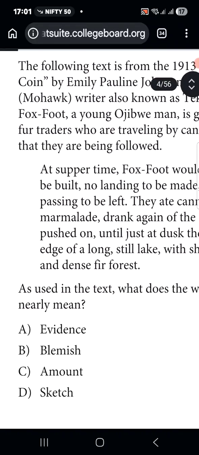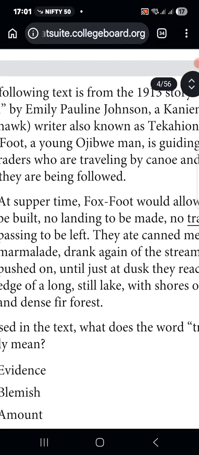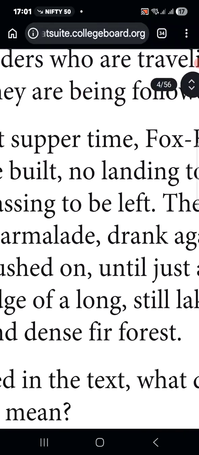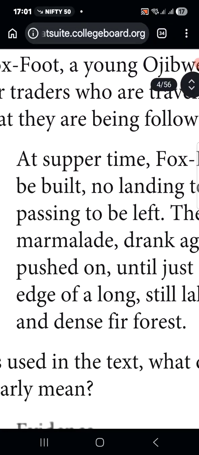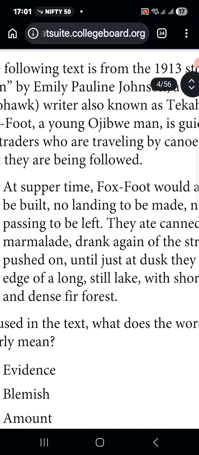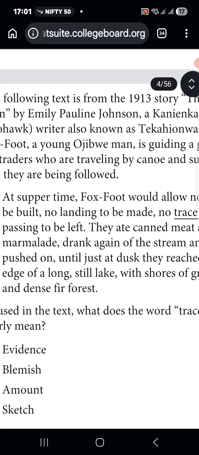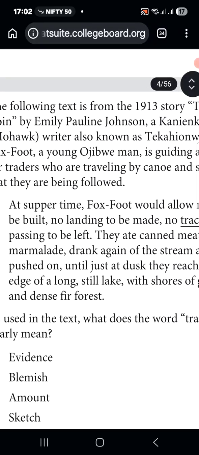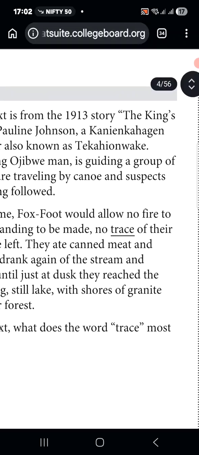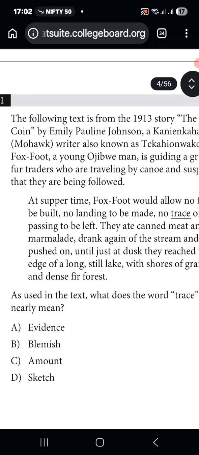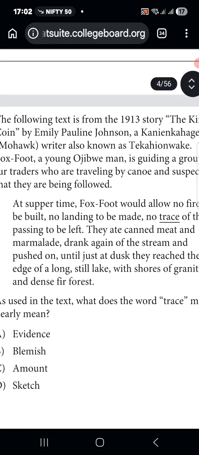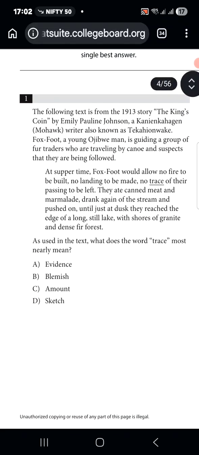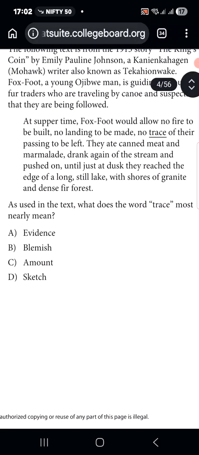So what does the word trace mean here? What does trace stand for? And go straight to the word trace. No trace of their passing to be left. I just want to understand it a little more, so I'll say at supper time, somebody would allow no fire to be built, no landing to be made, no trace of their passing to be left. Now, trace means like it seems like they do not want anyone to trace them or anyone to know that they have passed through, and that's why the word is evidence.